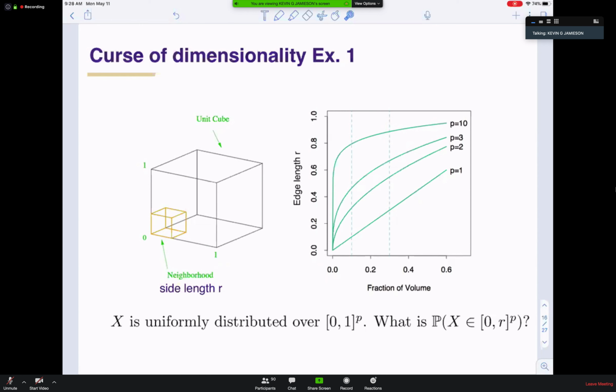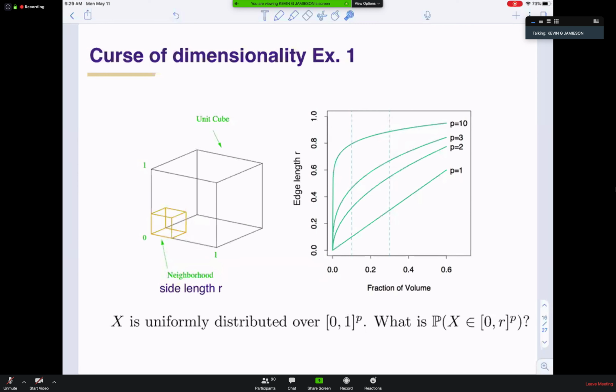So the first example people like to talk about is, if you have this unit hypercube, 0,1 to the D, in D dimensions. And the question is, if I have a neighborhood with one of the corners at the origin 0, 0, 0, and the other far corner at R, R, R for some little number R between 0 and 1, how big does R need to be before I am covering, say, 0.1 of the volume of this hypercube?